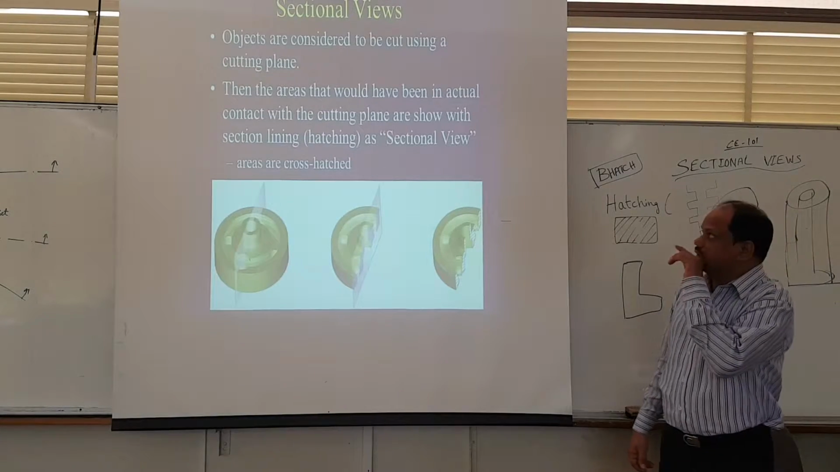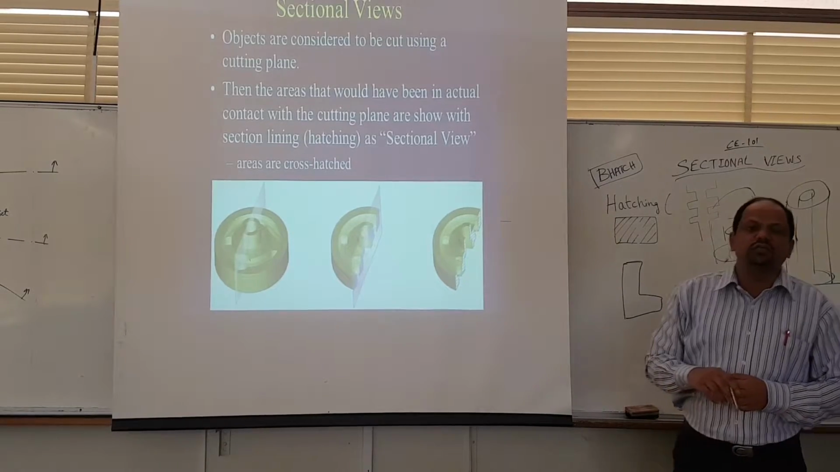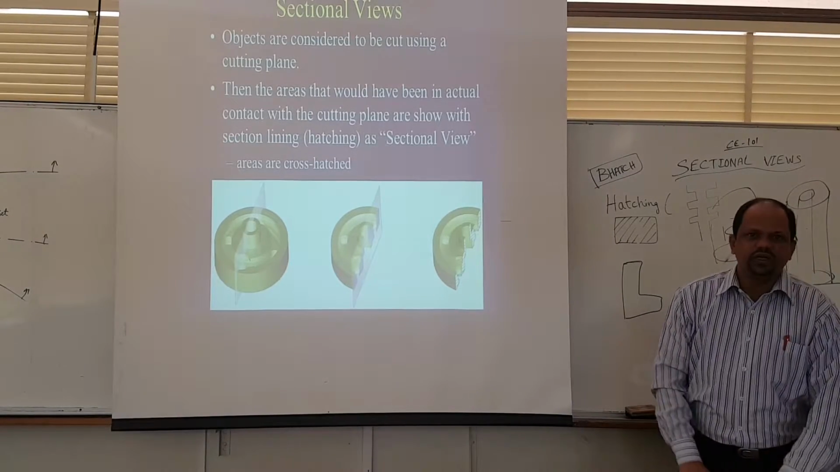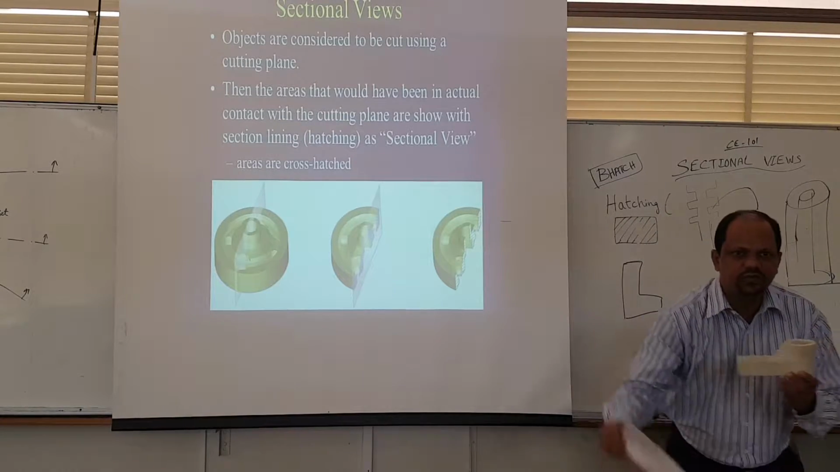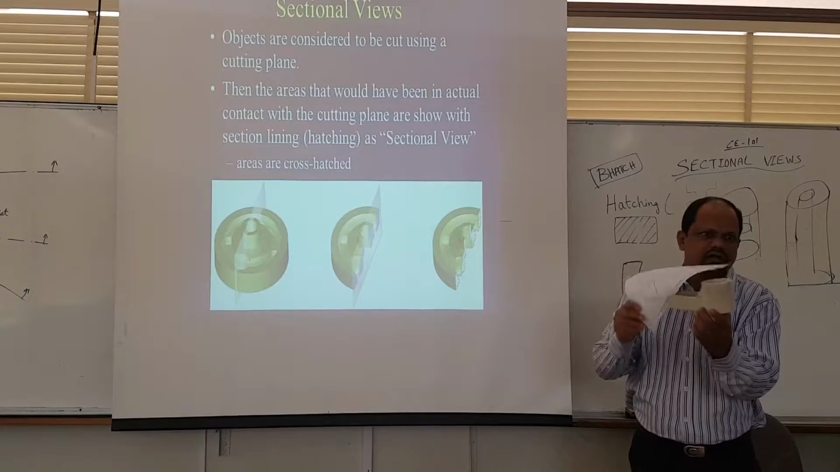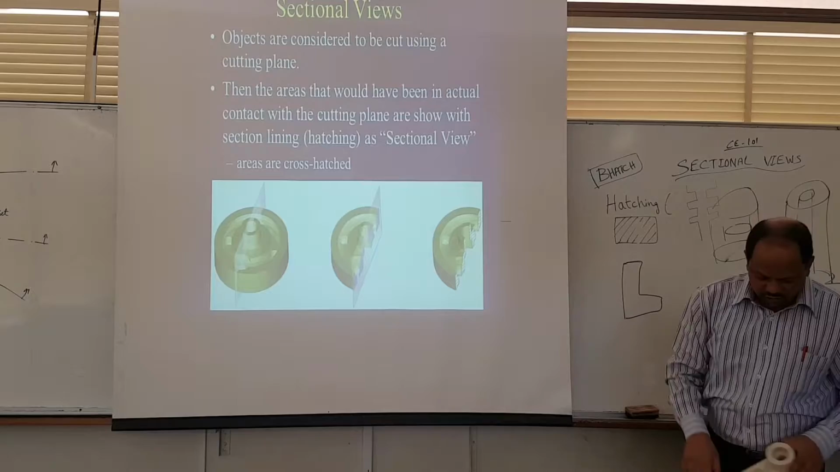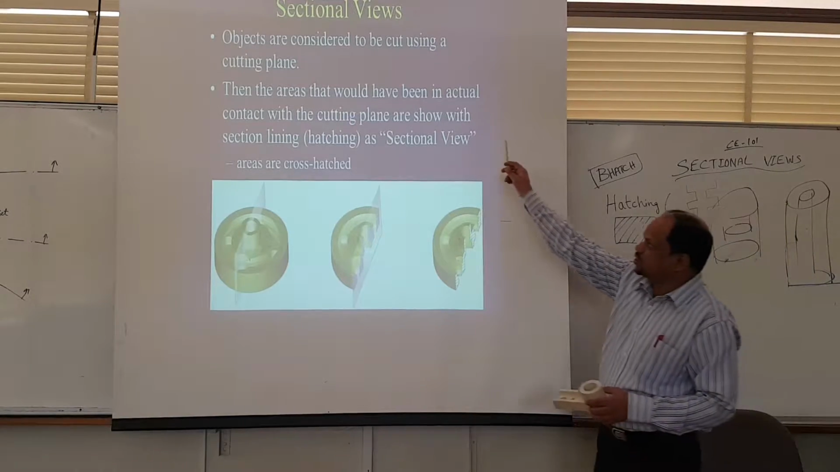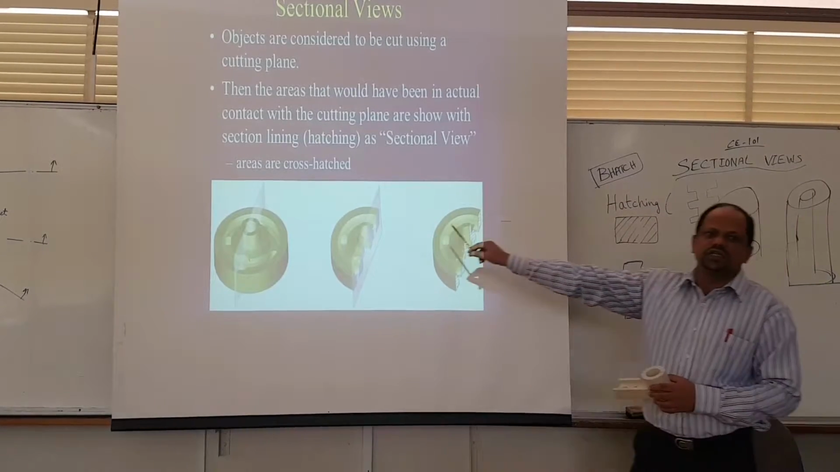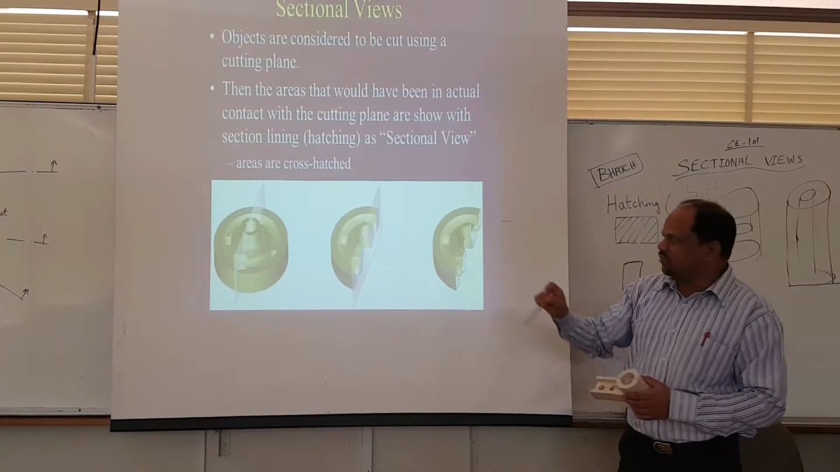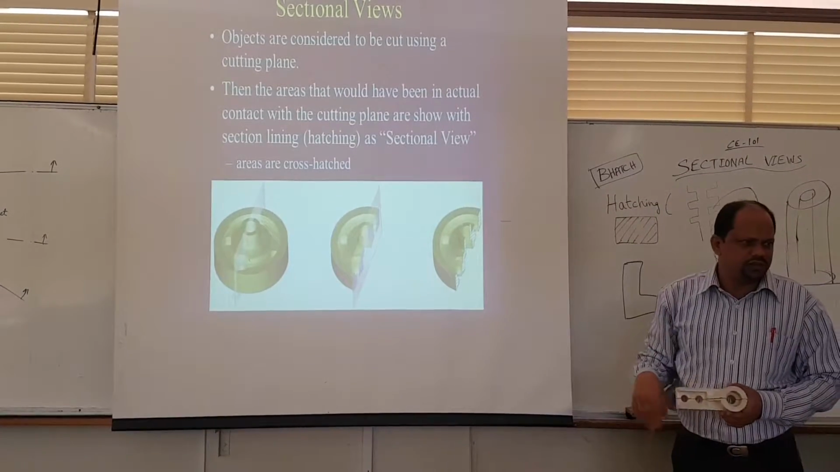Now let's come to the sectional view. How to create a sectional view? Actually, objects are considered to be cut using a cutting plane. In sectional view, it is considered that whatever the object is, it will get cut using a cutting plane cutter. Then the area that would have been in actual contact with the cutting plane is shown as section lining, hatching. Hatching is a word actually used as a technical word in drawings, in graphics. So it is nothing but drawing some lines, some line patterns.